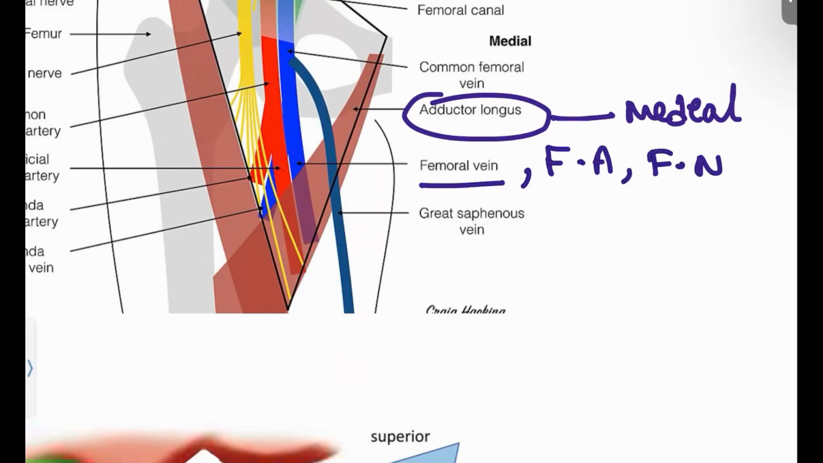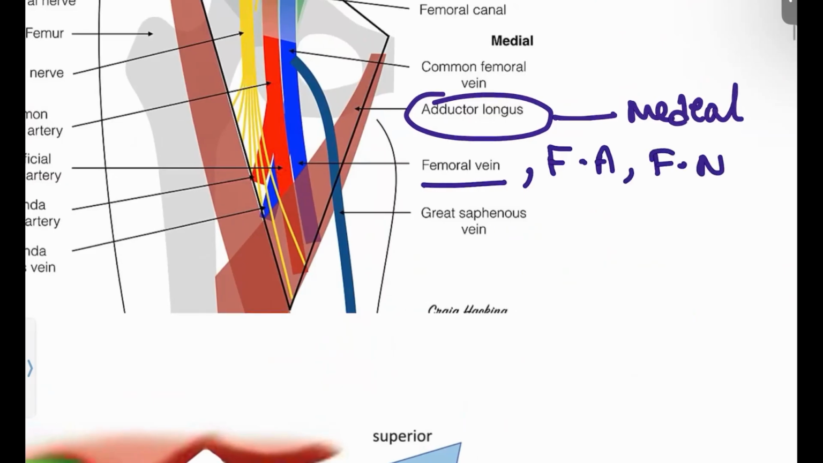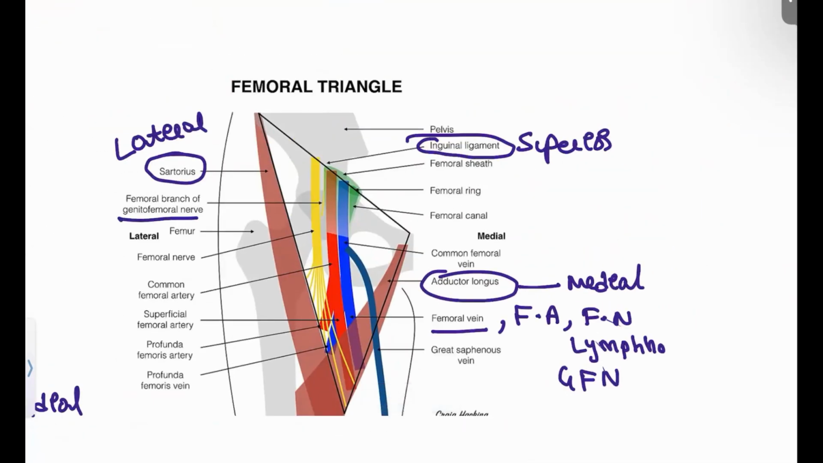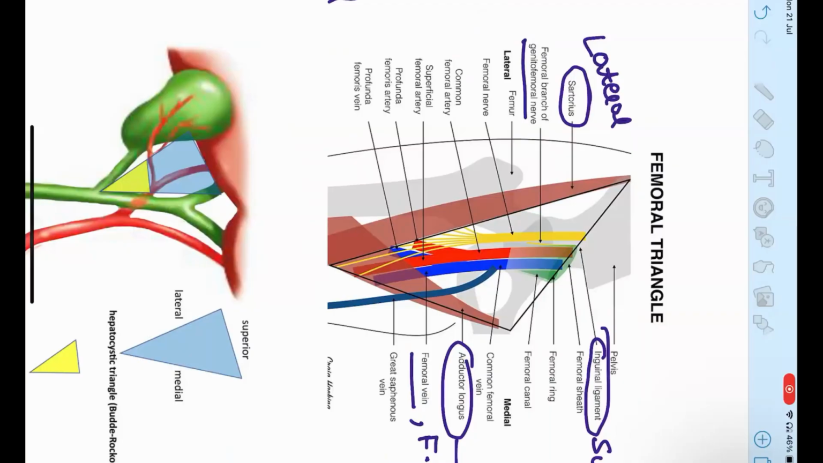Along with these three, the patient will also have lymph nodes and the genitofemoral nerve. So it contains femoral artery, vein, nerve along with the genitofemoral nerve and deep inguinal nodes. These four will be the contents of the femoral triangle.